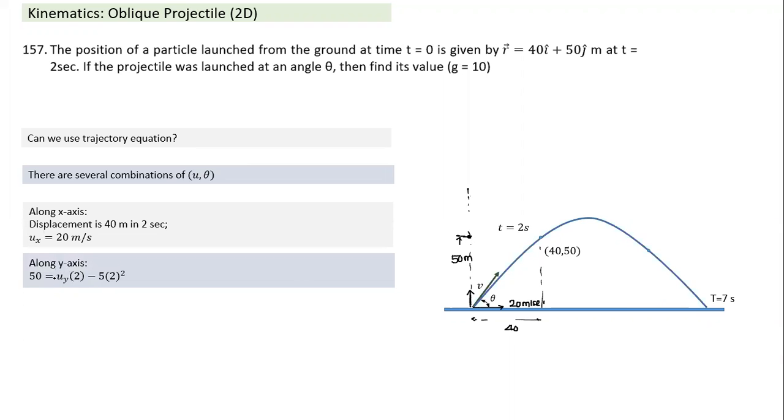Assume that the initial speed of projection is uy. Then uy into t minus 1 by 2 g t square, with g as 5, gives you the value of uy. And once we get uy, which we can find, uy is 35. So tan theta is equal to uy by ux. That is how we can step by step easily solve this question as well.